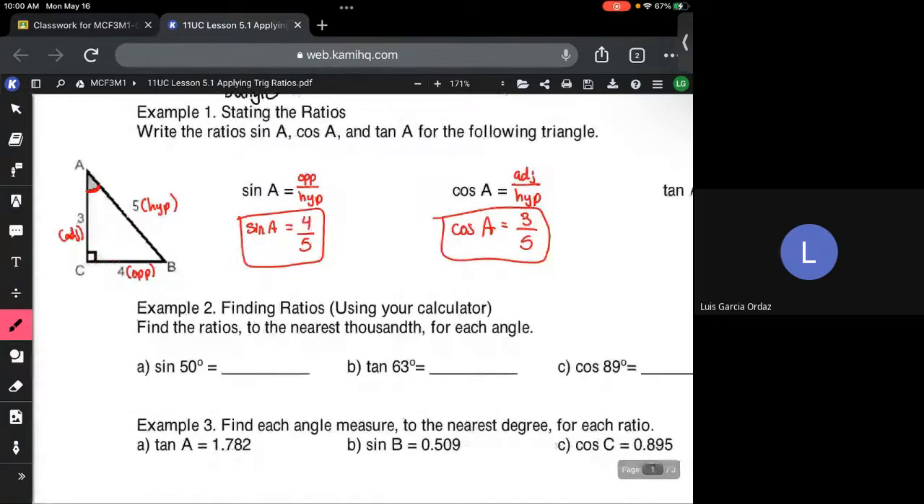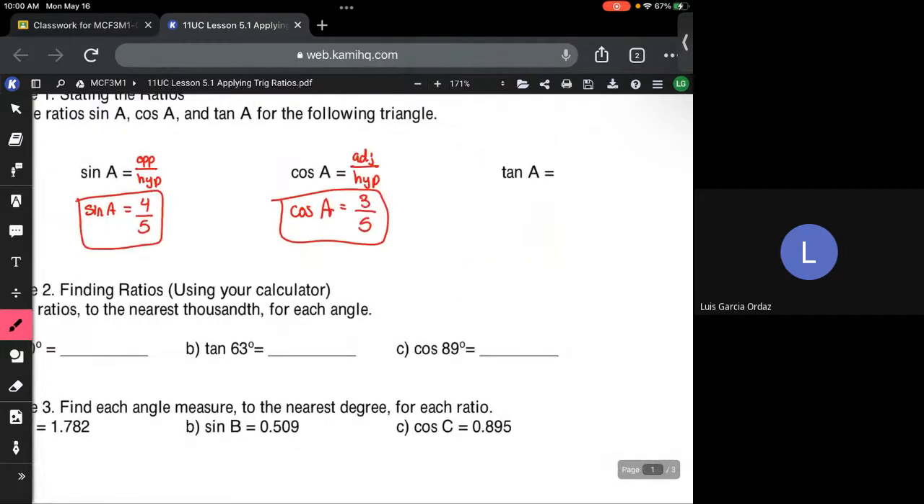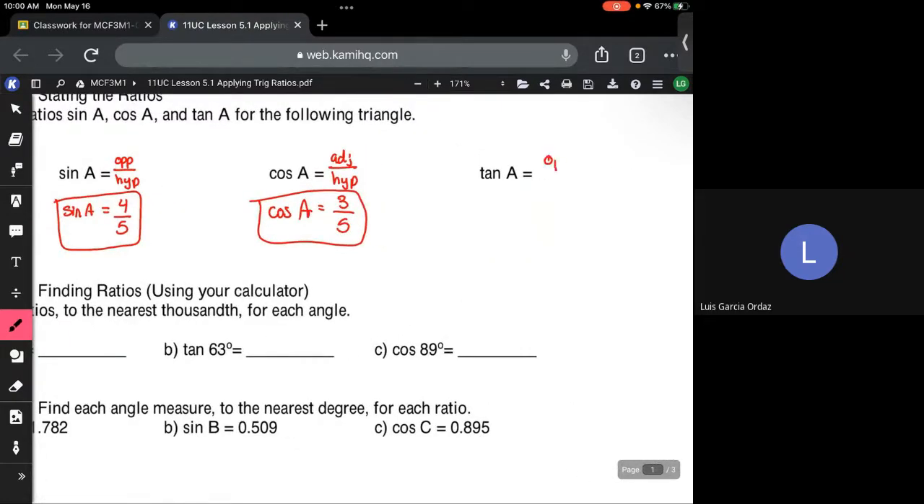And then who can tell me what tan A is going to give me? 4 over 3. Opposite over adjacent, which is equal to tan A is equal to 4 over 3. Okay, simple enough.